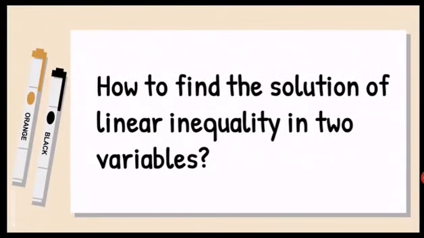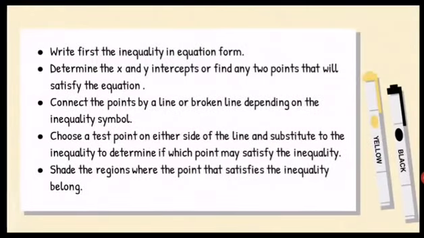How to find the solution of linear inequality in two variables? Write first the inequality in equation form. Determine the x and y intercepts or find any 2 points that will satisfy the equation. Connect the points by a line or broken line depending on the inequality symbol. Choose a test point on either side of the line and substitute to the inequality to determine which point may satisfy the inequality. Shade the region where the point that satisfies the inequality belongs.